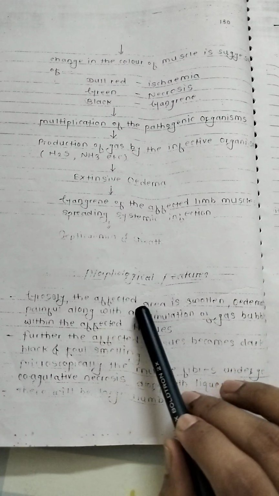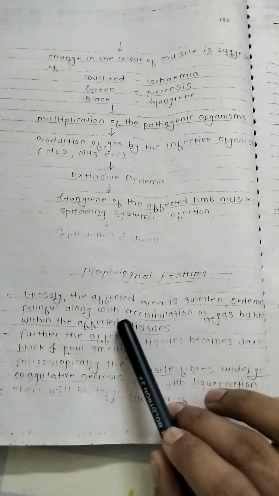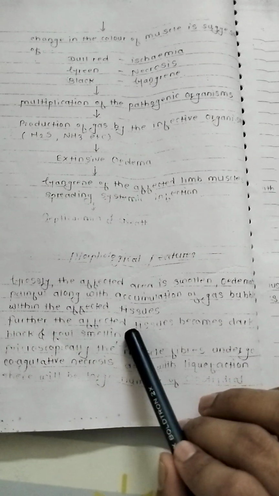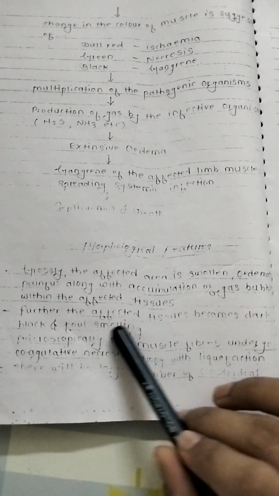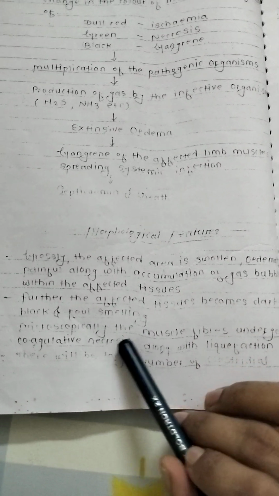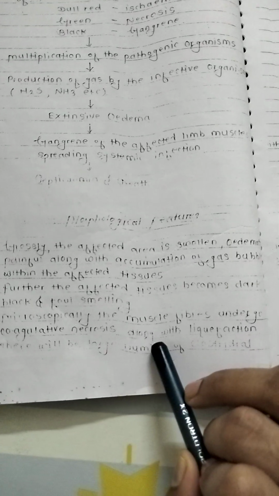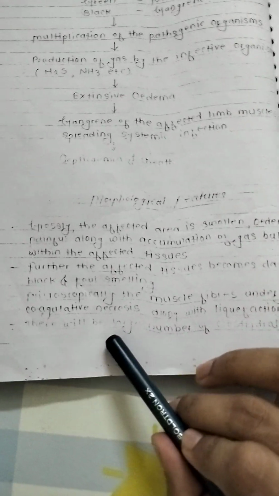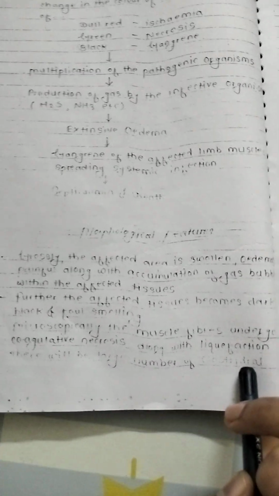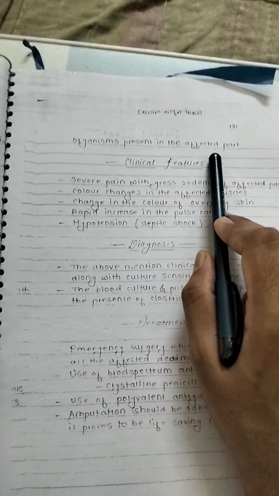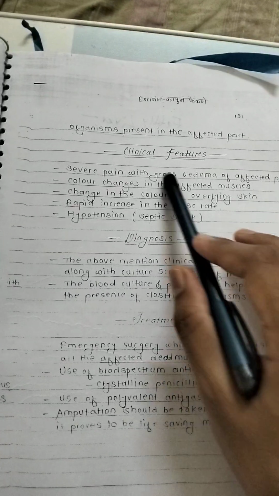Morphological feature: grossly the affected area is swollen and painful, along with accumulation of gas bubbles within the affected tissue. Further, the affected tissue becomes dark black with a foul smell. Microscopically, the muscle fibers undergo coagulative necrosis along with liquefaction, and the organisms are present in the affected part.